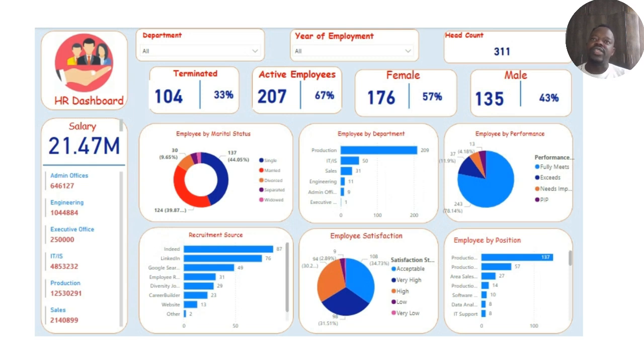Further on, we have salaries, the total salaries, plus also how the total salaries are distributed among departments. We also have tabular information based on departments, recruitment source, and employee position. We also have pie charts based on performance, satisfaction, and marital status.